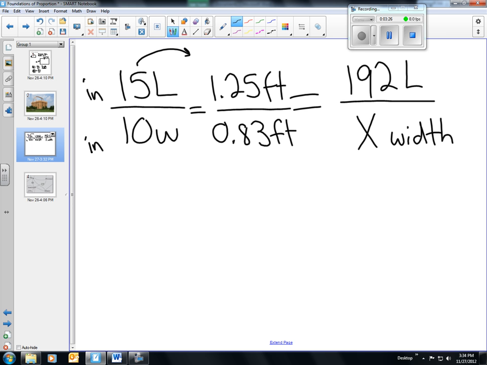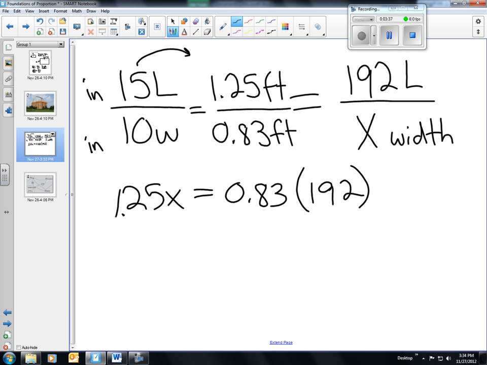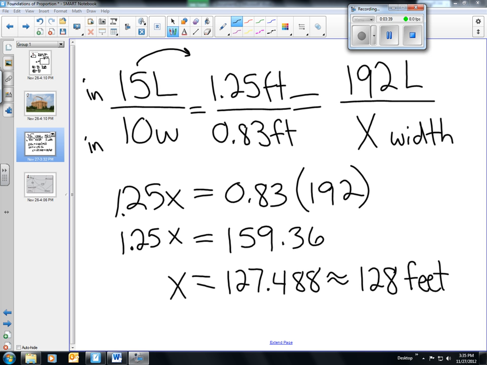And then here we would want to use what we call the cross product, which we can take as 1.25 times x equals 0.83 times 192. So that when we solve for x in this equation, we're going to get a decimal, which is an approximation. It's 127.488, which is about 128 feet. So we can say the width of this building that looks like a basket, and is proportional to the original basket sold in stores, is 128 feet.